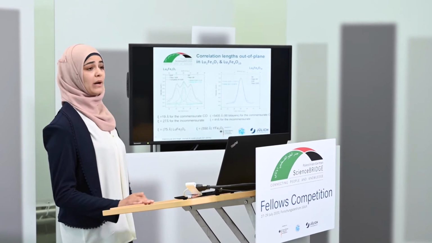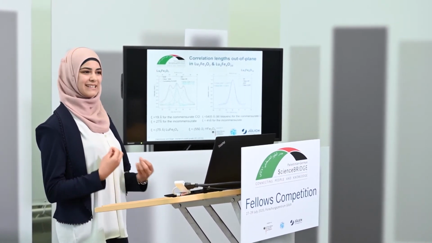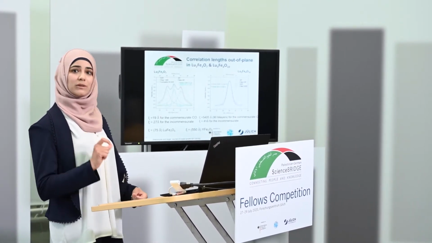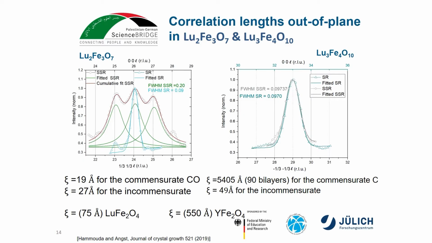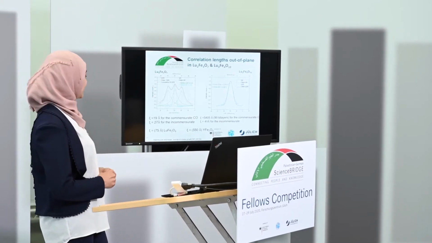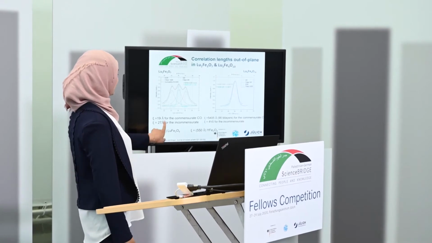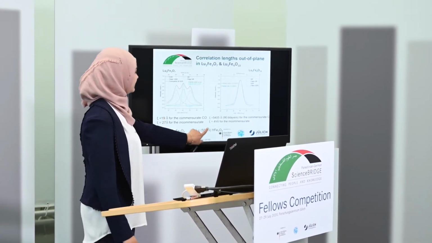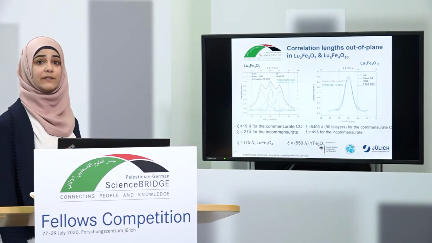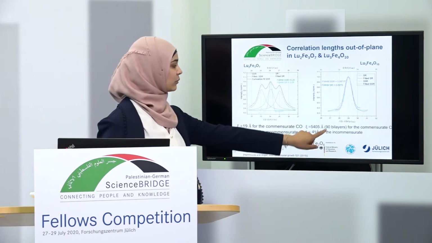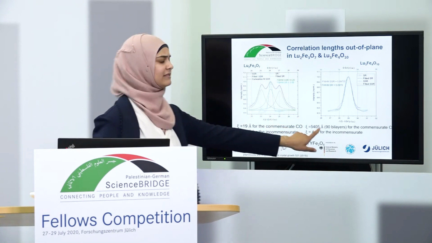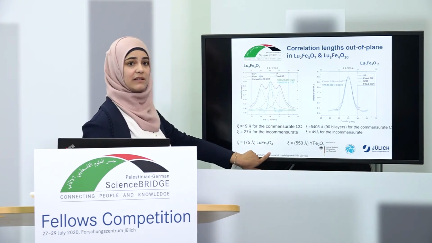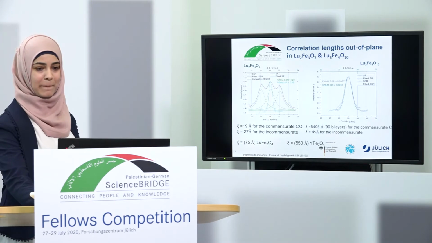Okay, to give you a sense of the size of the charge ordered regions in the compound, we did an estimation of the correlation length out of plane, and it turned out that for Lu2Fe3O7 we have a short correlation length compared to the non-intercalated compound. However, for the 3,4,10 we have a much higher correlation length. We have about 90 bilayers, which is even larger than in the non-intercalated compound.